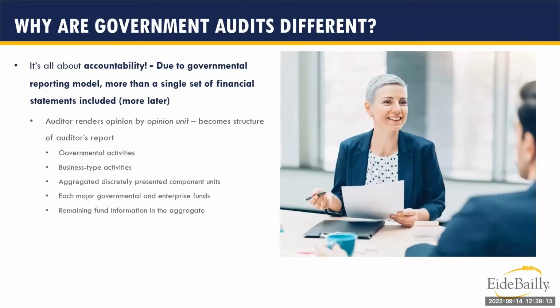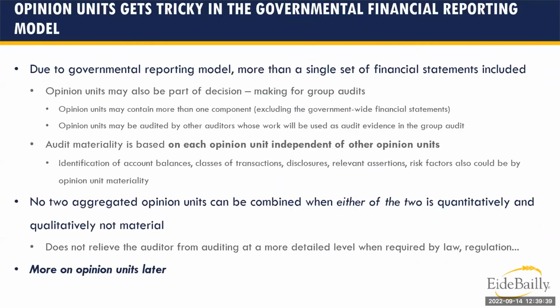It's structured on this concept called opinion units. Fundamentally, separate audits occur for the core governmental activities of a government, activities where government operates like a not-for-profit or a business, entities related to a government but legally separate. And then we have some immaterial activities in the aggregate. And I'm going to get into this a little bit more in just a bit. In essence, more than one set of financial statements is included in a government.